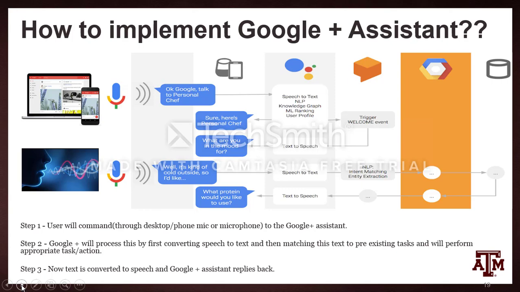Step 2, Google will process this. First, it will convert the speech to text, and then it will match this text to an existing task which will be already coded in, and the appropriate action will be performed. Step 3, now this text will be converted into speech and Google Plus will reply back to you. Wow, isn't this amazing? The entire 3-step procedure is very similar to Google Assistant. Only new tasks and procedures need to be coded in the Google server.